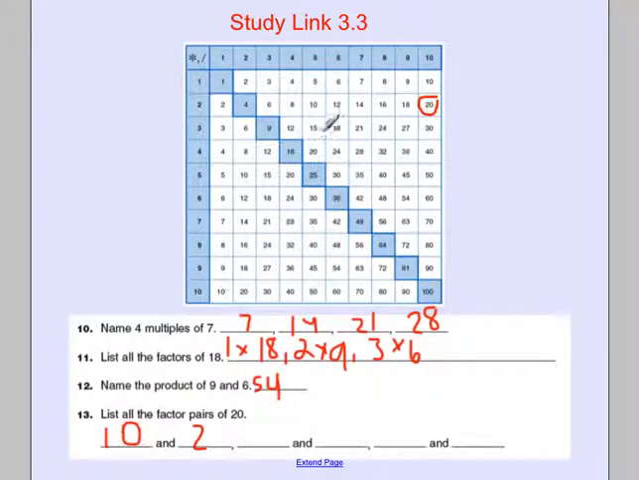So I know that 5 and 4 are factors. And then I remember from our discussion on prime and composite numbers that it's always going to be the number 1 times the product itself. So 1 and 20 are factors as well.